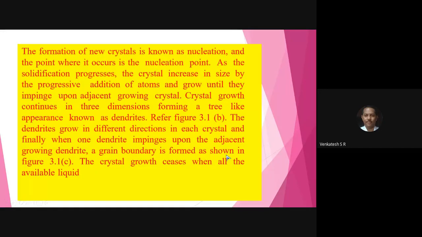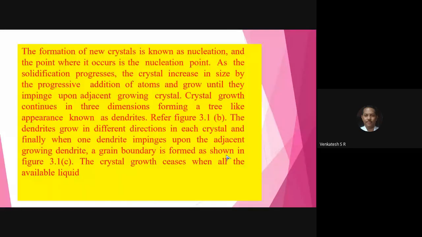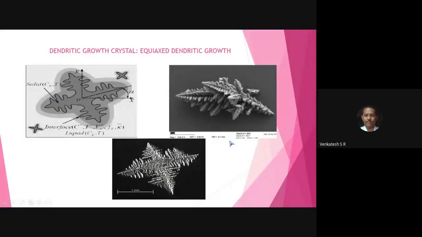So this is the explanation for crystal growth. So as per diagrams A, B, and C, this is the explanation for nucleation and crystal growth, and these are the three diagrams. One is the actual diagram, and these two are photographs taken from the scanning electron microscope, SEM. Now I stop at this stage.